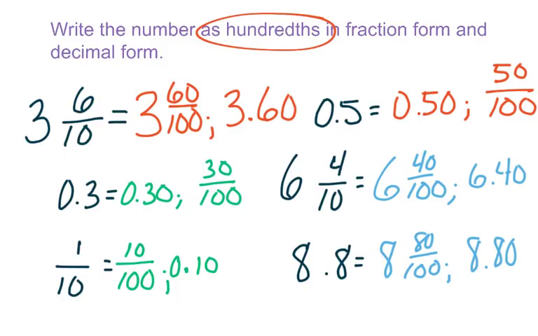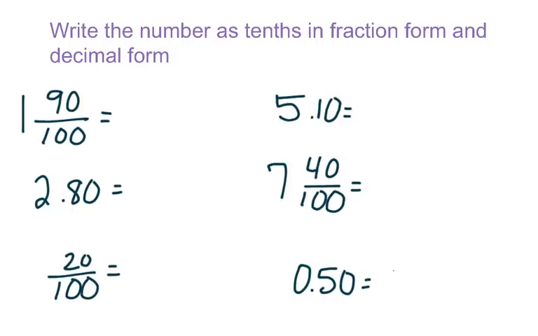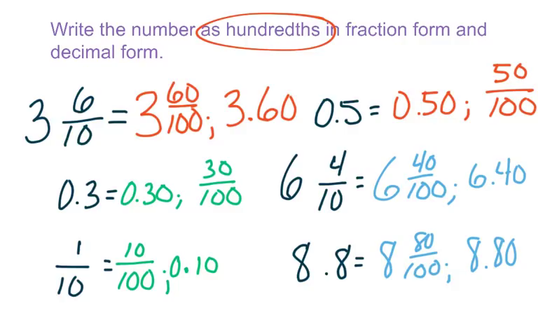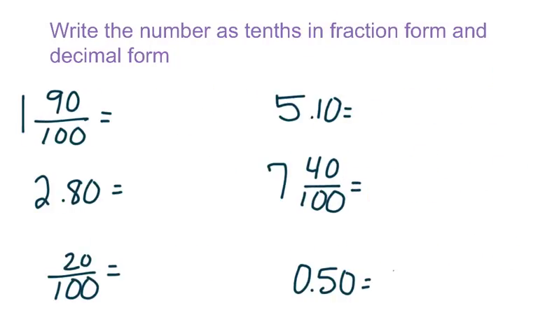All right, now we went from tenths to hundredths here. Here we need to go from hundredths to tenths. So when we went from tenths to hundredths, we added those zeros. Here we're going to have to take those zeros away. So I'm going to go ahead and do the first one. I have 1 90 hundredths, and I'm going to write this as tenths. So I'd have 1 9/10, and then I'm going to have 1 9/10.